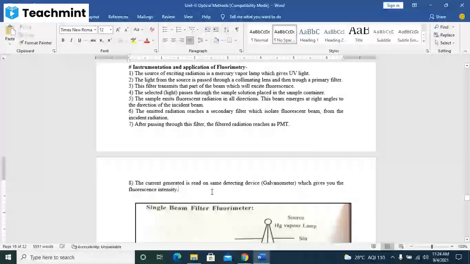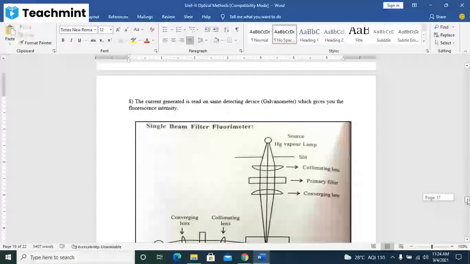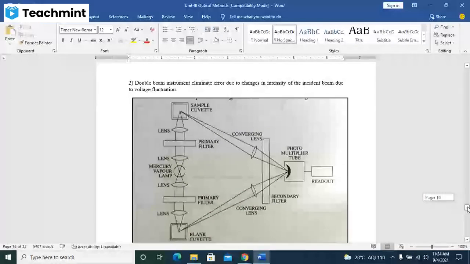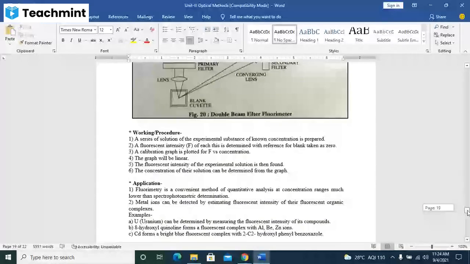Okay, and similarly you can see a double beam fluorimeter. सिर्फ क्या है कि सैंपल और जो आपका ब्लैंक है यहाँ पे आने वाला है, that we will see in the next lecture. Here we will stop.